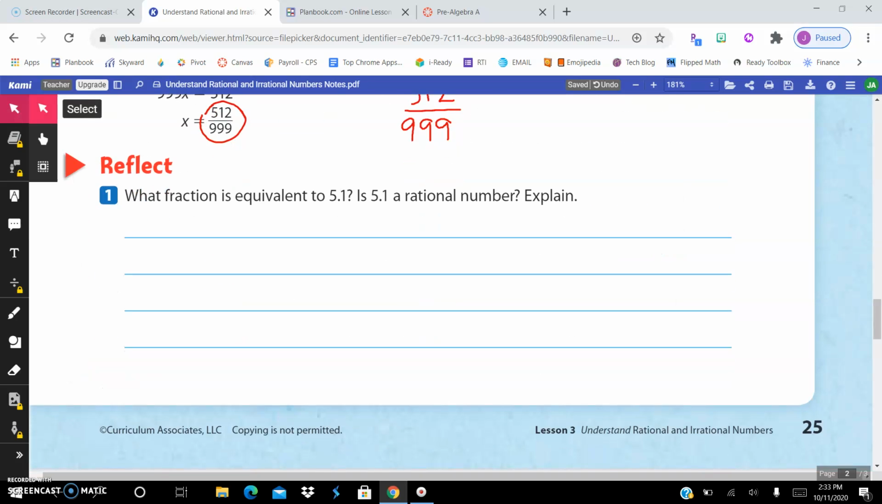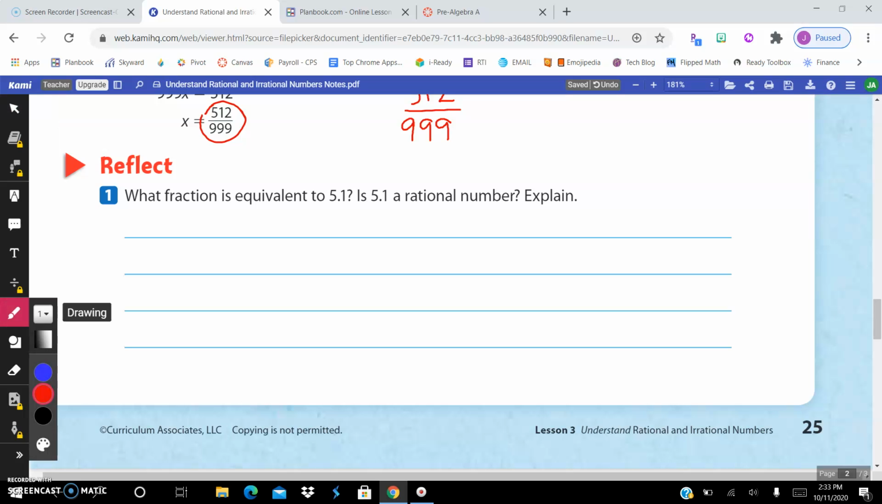All right, so what fraction is equivalent to 5.1? And is 5.1 a rational number? So if you read 5.1 correctly, you would say 5 and 1/10. So that's exactly what you would write. 5 as a whole number and then 1/10.